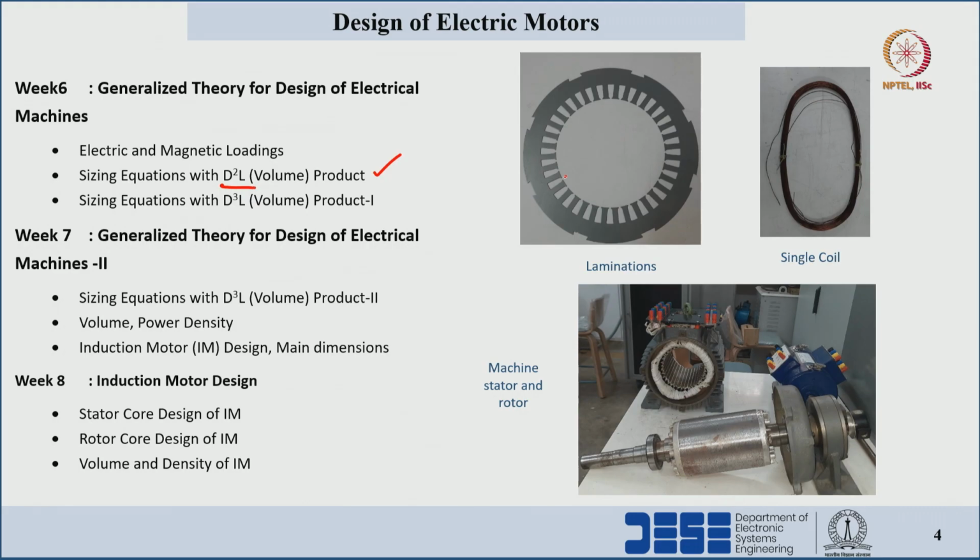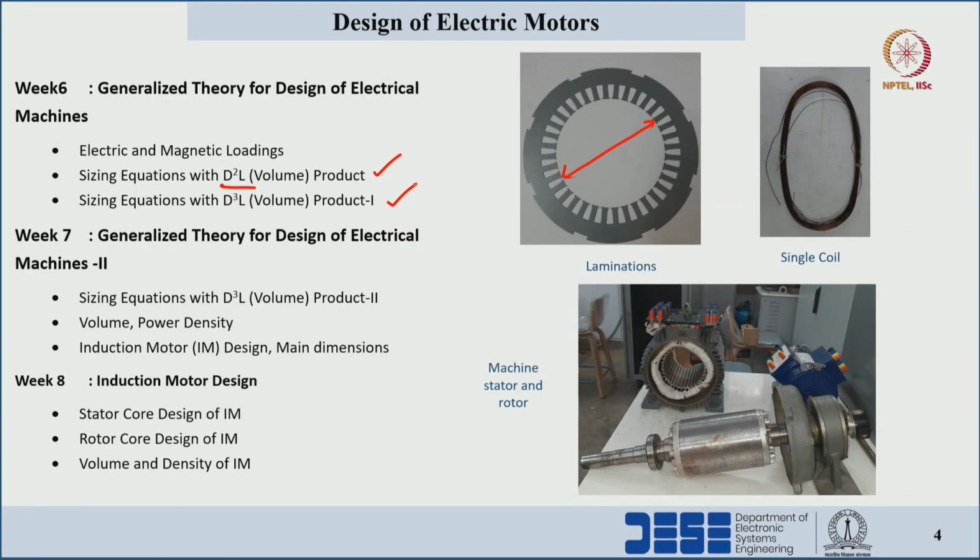Here d is nothing but the inner diameter of the stator. The d square L product involves the stator inner diameter, or air gap diameter, and the length of the stator core.